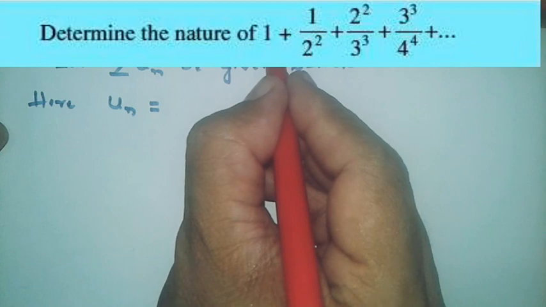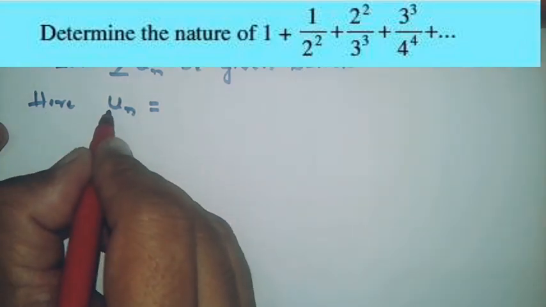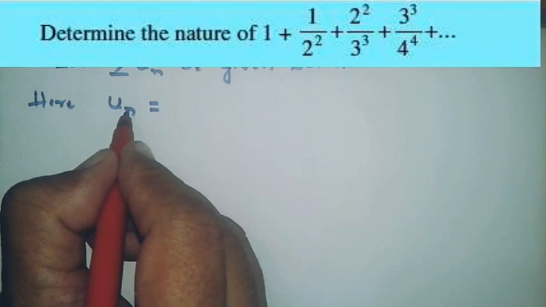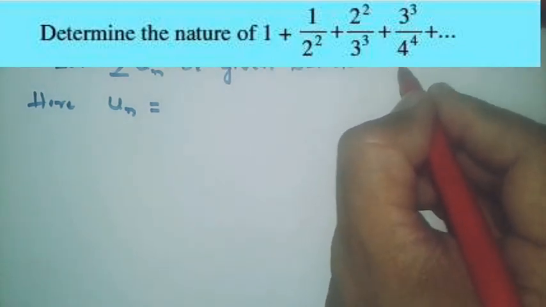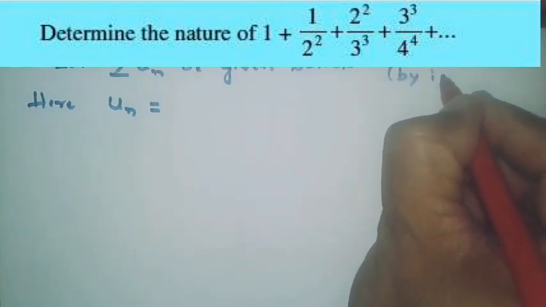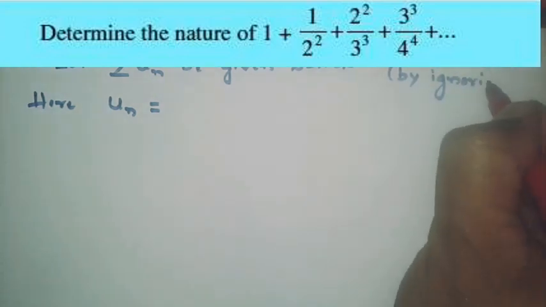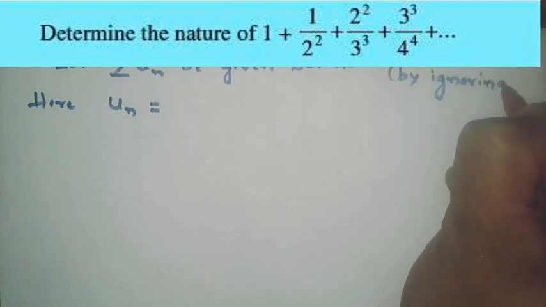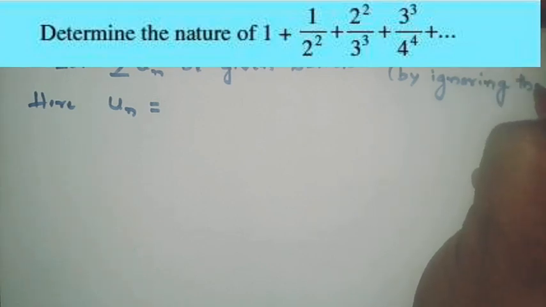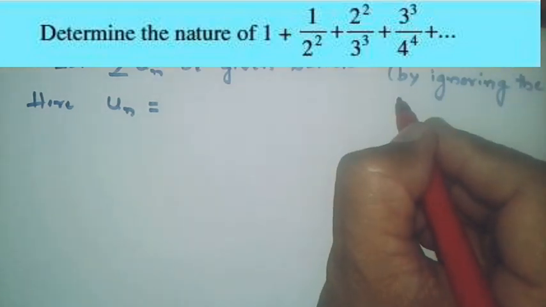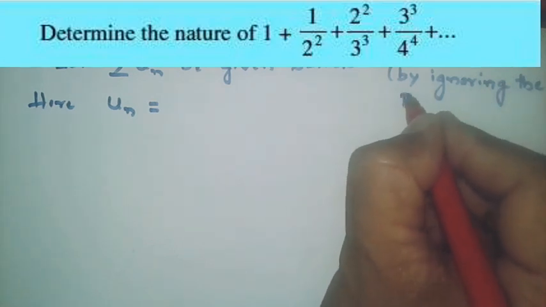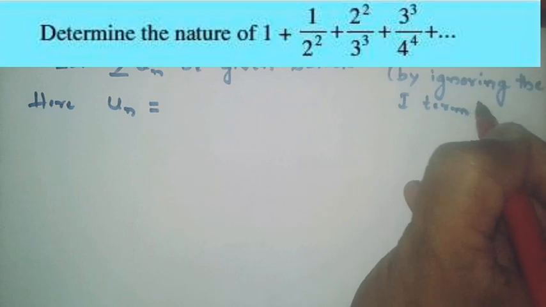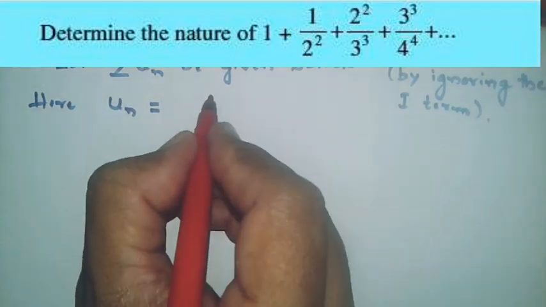So in the numerator, while writing the nth term of the series, we have to look at the given series from the second term onwards by ignoring the first term. That we can do because we have made a remark that by ignoring some of the terms from the given series, the nature of the series will not be changed. Therefore we can ignore the first term. So by ignoring the first term, we can write down un as n to the power n.